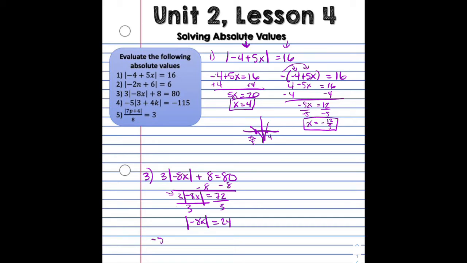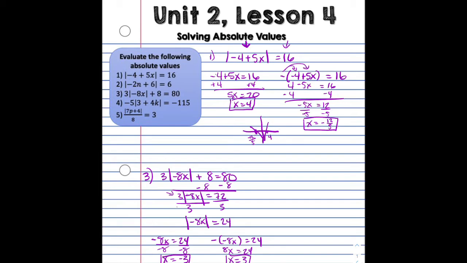So I can say negative 8x is going to equal 24, or the opposite of negative 8x is going to equal 24. So here I'm going to divide by negative 8, and x is going to equal negative 3. And then over here, this is actually going to be x equals 24 divided by negative 8, so x can equal positive 3.